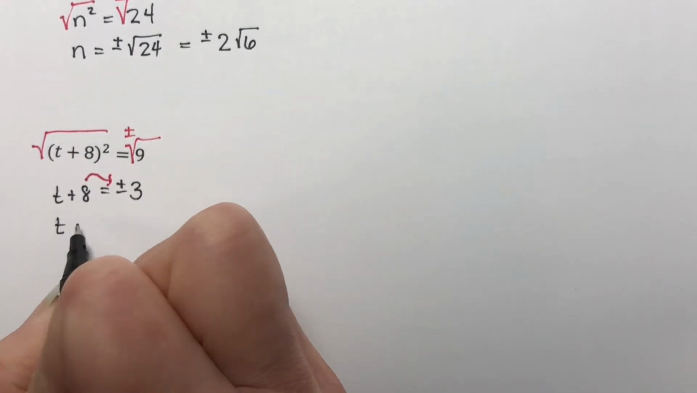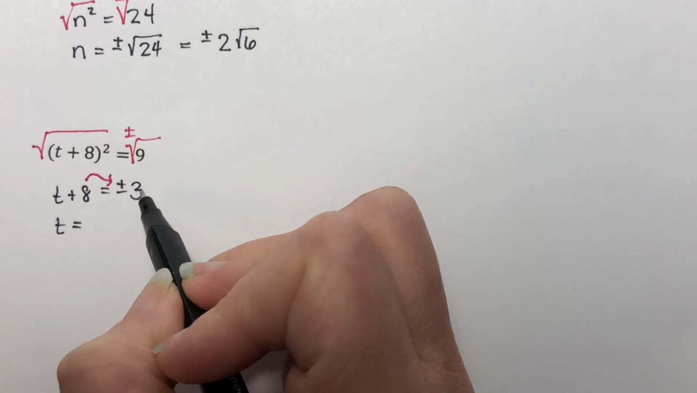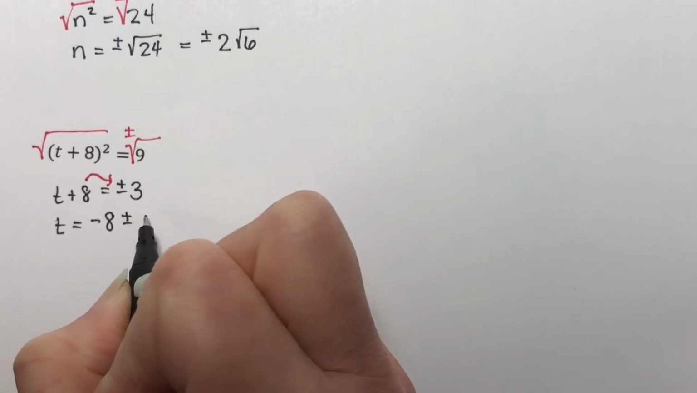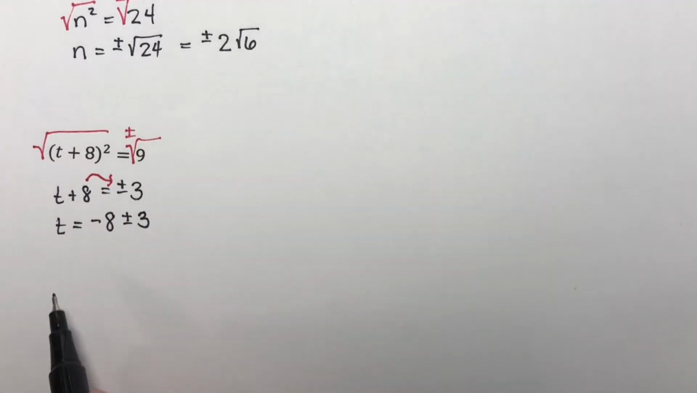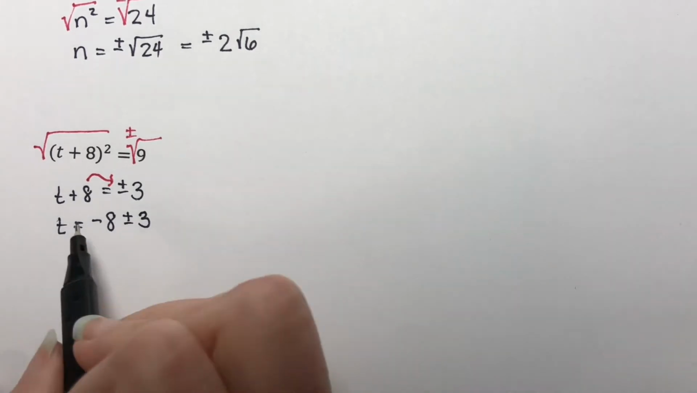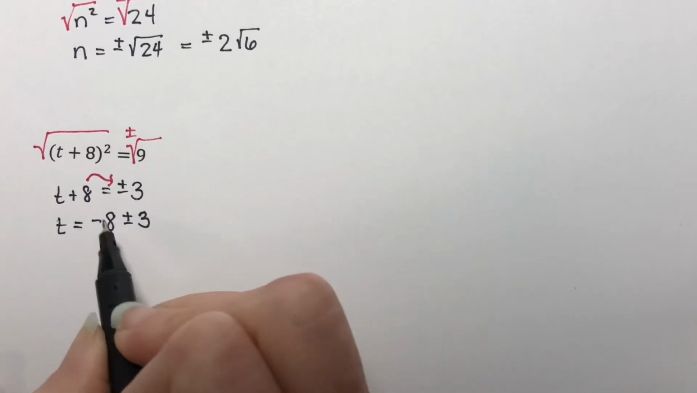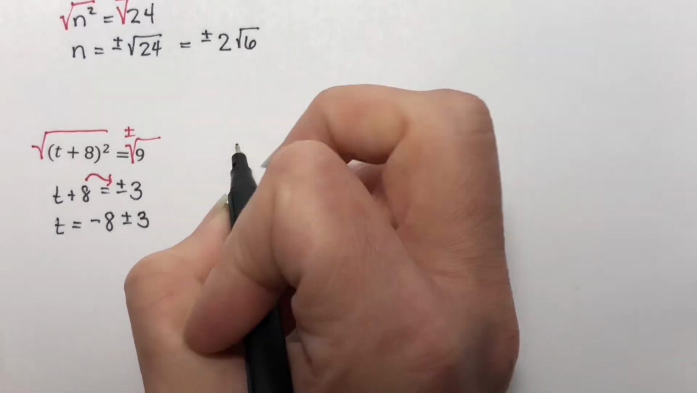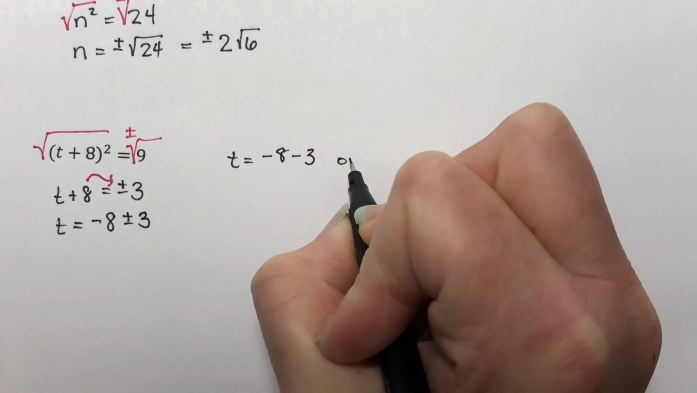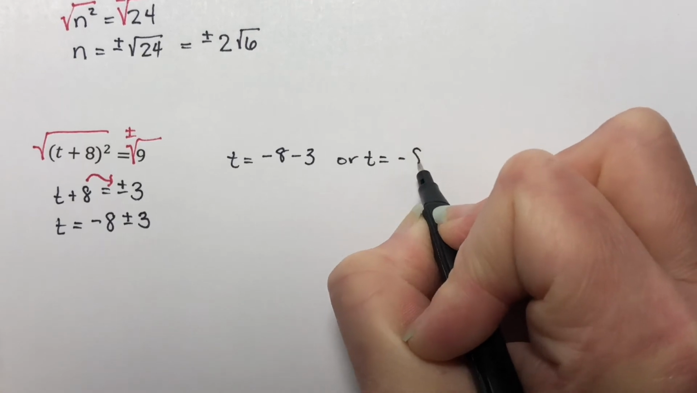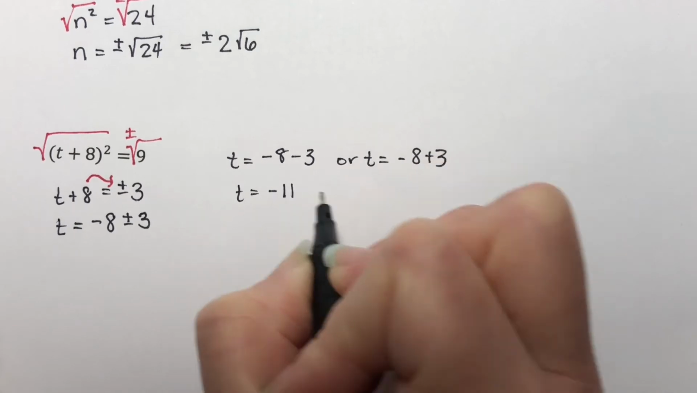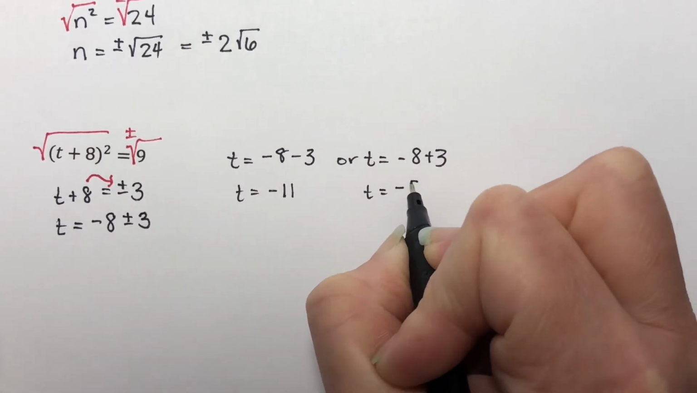So I get t is equal to, I could do plus or minus 3 minus 8, but most people find it easier to put the number in front of the plus or minus, just because it's easier for most people to calculate. It doesn't look so confusing. Okay? So now that I have my t solved for a number, I just need to calculate what these two things are. So t is equal to either negative 8 minus 3, or t is equal to negative 8 plus 3. So t is equal to negative 11, or t is equal to negative 5.